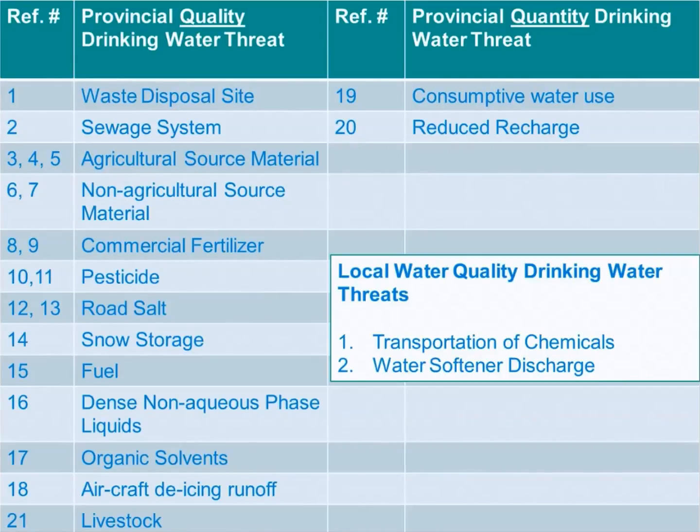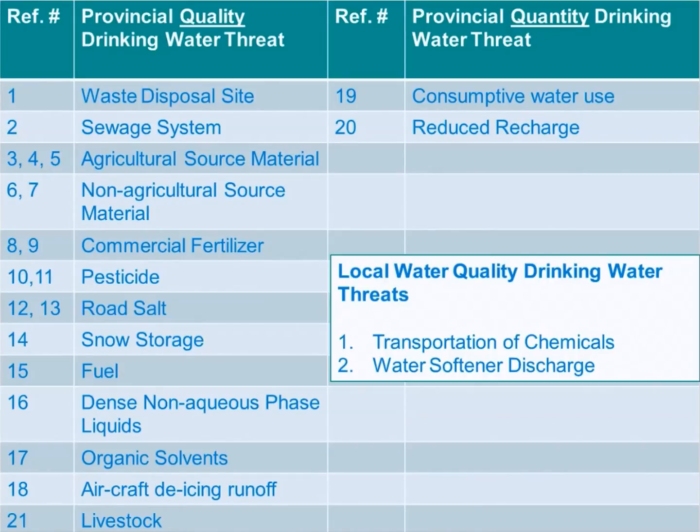The Cataraqui Source Protection Committee also identified 2 local drinking water threats: chemicals transported by roads, railways, and water softener discharge. The Cataraqui Source Protection Area Assessment Report, approved in October of 2011, includes an inventory of the type and number of drinking water threats within wellhead protection areas and intake protection zones. This report helped the Cataraqui Source Protection Committee focus source protection policies on relevant activities.